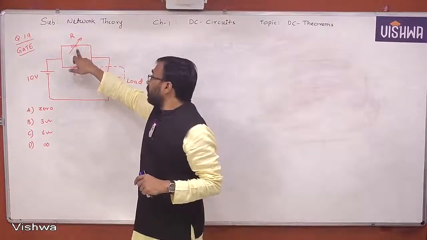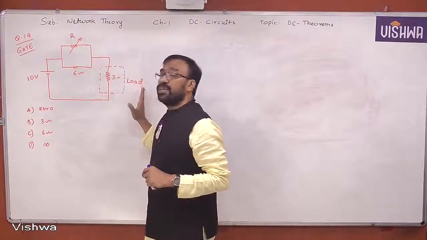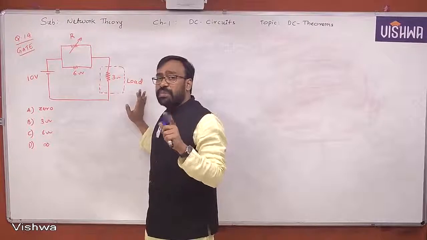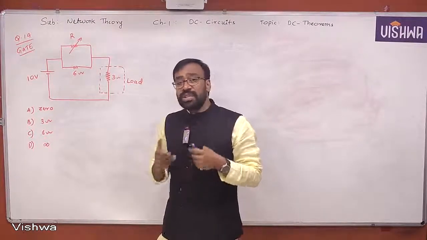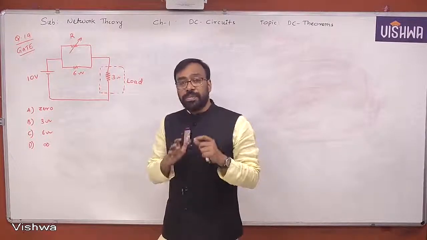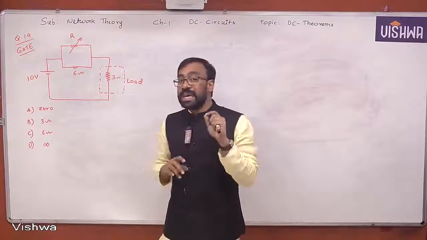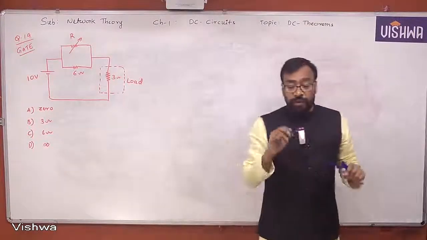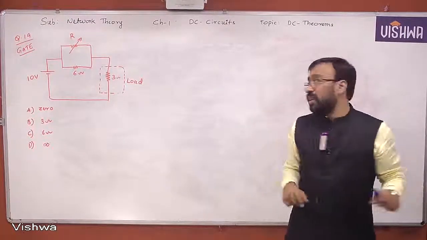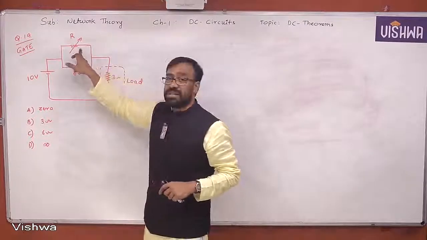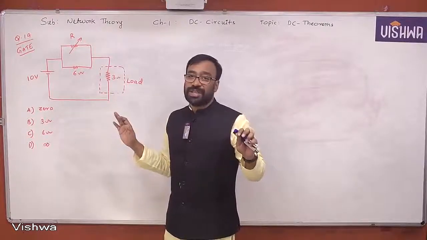in this problem, he wants to vary capital R, but he wants to transfer maximum power to 3 ohm. First point to be observed is that the load is not variable. Load is a constant one here. When load is constant, what will happen? The problem does not come under the maximum power transfer theorem. Yes or no? What is the maximum power transfer theorem actually? Vary the load and transfer maximum power to the load. Here we vary some other resistor but send maximum power to the load. So definitely this problem does not come under maximum power transfer.